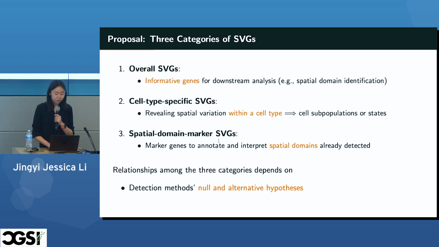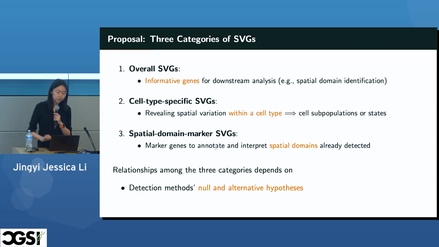And for spatial domain marker SVGs, this is related to Ben's talk in the morning, spatial domains. After you partition your tissue slice into spatial domains, you want to understand what each domain is, right? Then the straightforward idea is to look for the highly expressed genes in each domain and look for the genes' functions to assign the domain a name. So these are spatial domain marker SVGs.